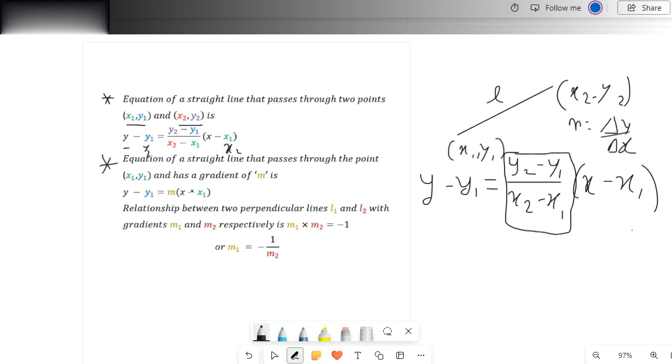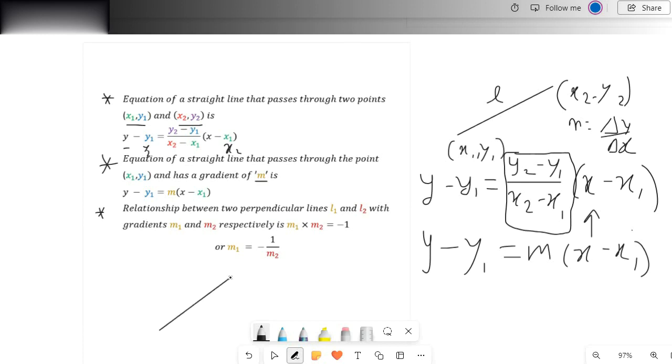So in the second form, we have the equation of a straight line that passes through the point x1, y1 and has a gradient of m: y minus y1 is equal to m multiplied by (x minus x1). Simply, y minus y1 is equal to m multiplied by (x minus x1), which is an alternative form of the first equation. And we have a very important relationship between two perpendicular lines L1 and L2.